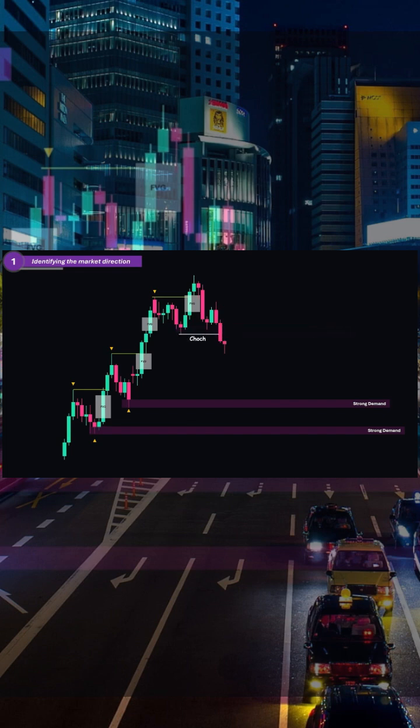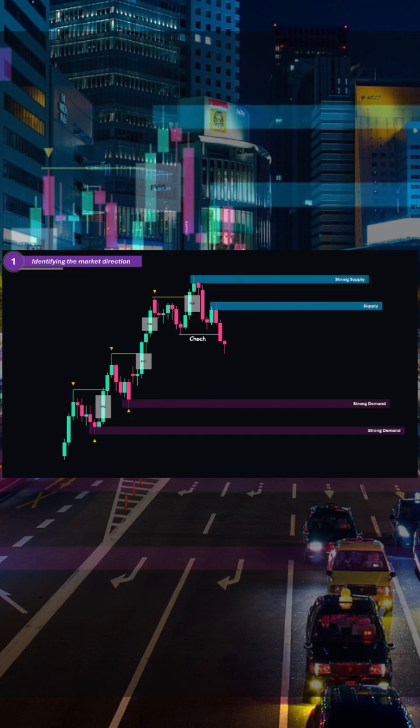The market tests the demand level but fails to create a new high because buyers are not strong enough, and eventually the price breaks below the supply area. Now we can say that buyers are no longer in control, and a reversal is on the way. If we treat these points as the beginning of the impulsive move that shifted the market structure, then they become our supply zones. From there, the market keeps breaking structures to the downside, showing that supply is in control.